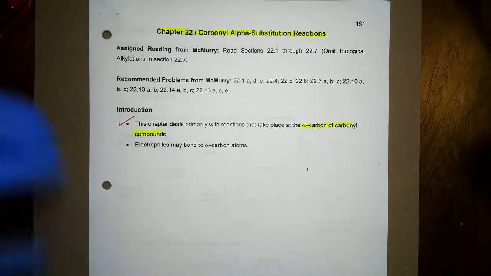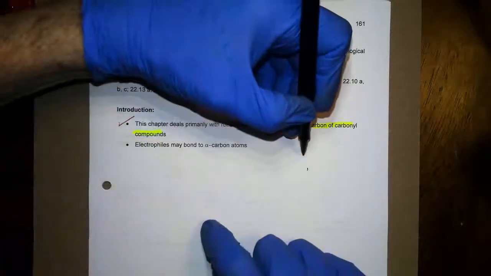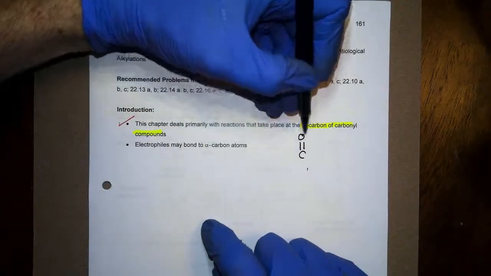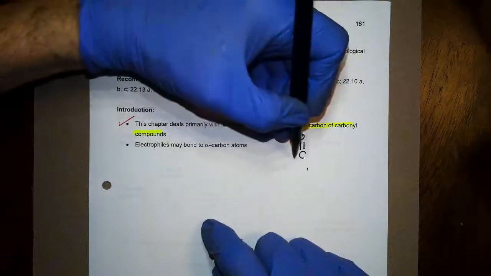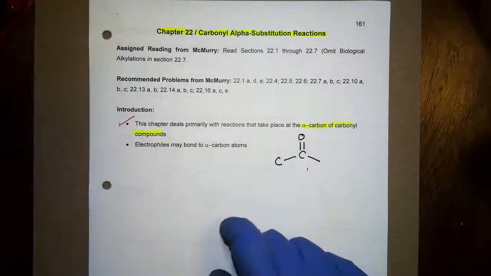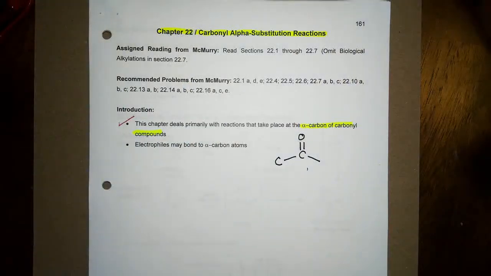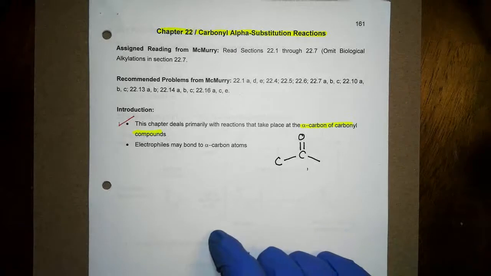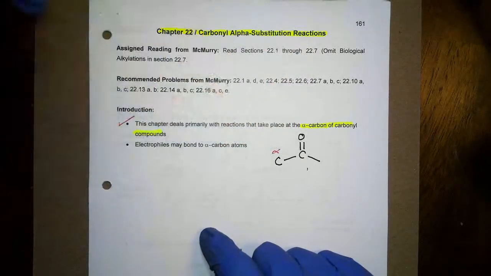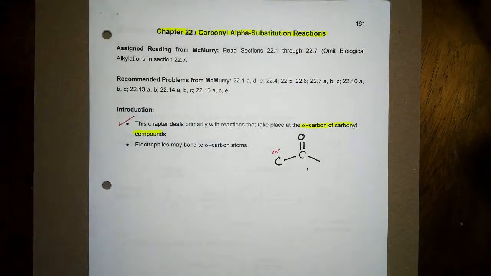And what we mean by the alpha carbon is that let's just suppose you have a generic carbonyl, like that, and then you have a carbon right here. Now that carbon that I just sketched could be any hybridization. You're going to see that most often it's going to be sp3, and that is the so-called alpha carbon that we will be referring to throughout this chapter, as well as chapter 23.